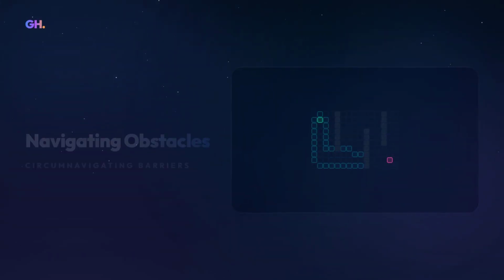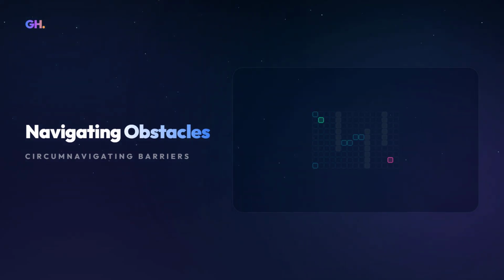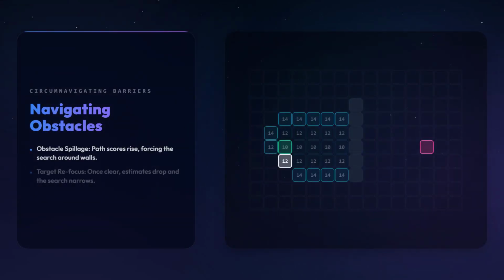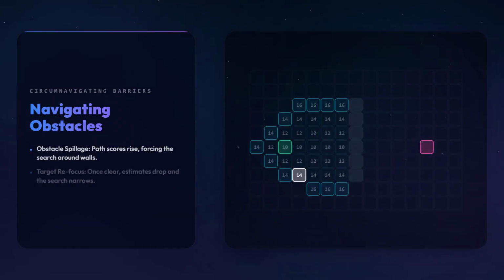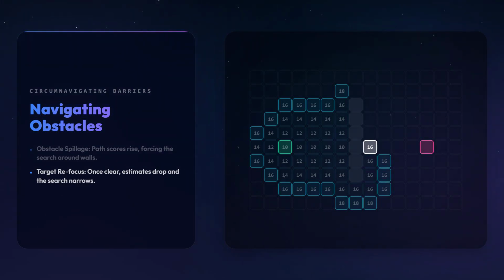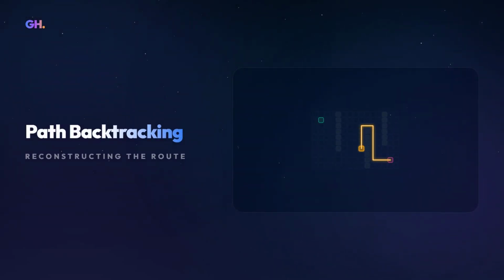The real magic of A* happens when the path is blocked by walls and obstacles. When encountering a wall, the straight line guesses temporarily increase, forcing the search to spill around the edges. Once the wall is bypassed, the distance estimate drops again, and the frontier immediately focuses back onto the goal. Once the goal is reached, the final step is to reconstruct the route through backtracking.